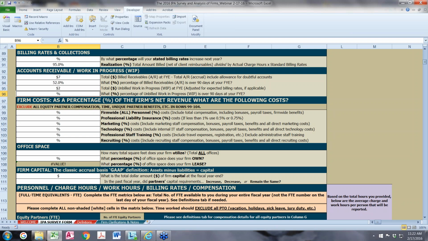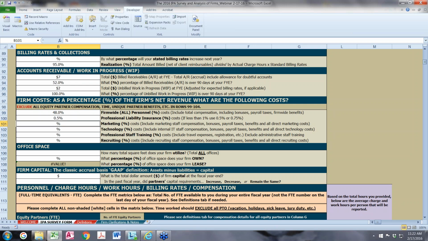Starting on row 97, this section focuses on firm costs as a percentage of the firm's net revenue. Starting on row 99 through row 104, it's a snapshot of some of the major areas of expenses that are of interest to firm leaders. It's not intended to be a complete income statement. And what goes into each bucket is not mutually exclusive.